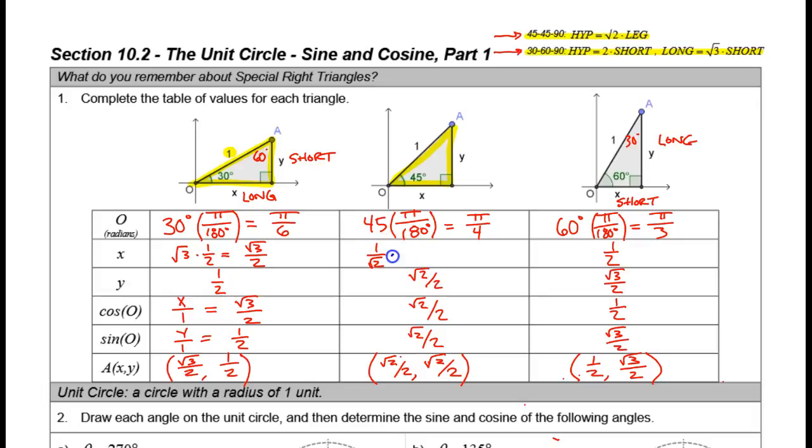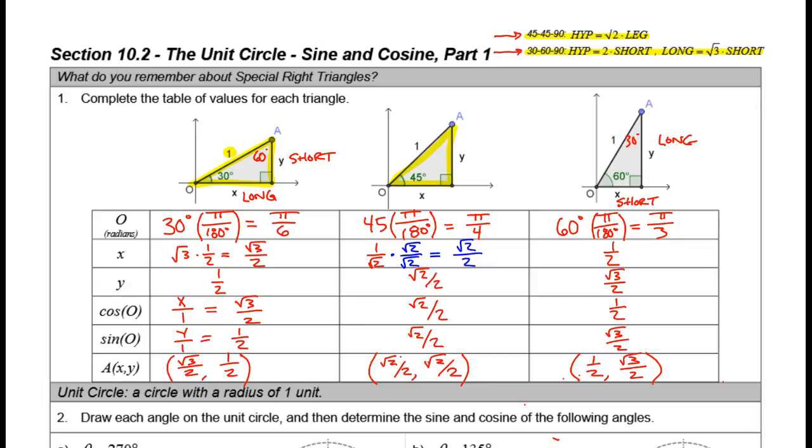So we'll do that by multiplying this by root 2 over root 2. So we don't change the value, we just change how it looks. And that gives us a familiar result of root 2 over 2. Okay, so that value is copied down in the rest of these boxes, but I just wanted to show you where that comes from. So you'll notice that I have an x and y value of root 2 over 2, cosine and sine of root 2 over 2, and then the ordered pair right here, x comma y.